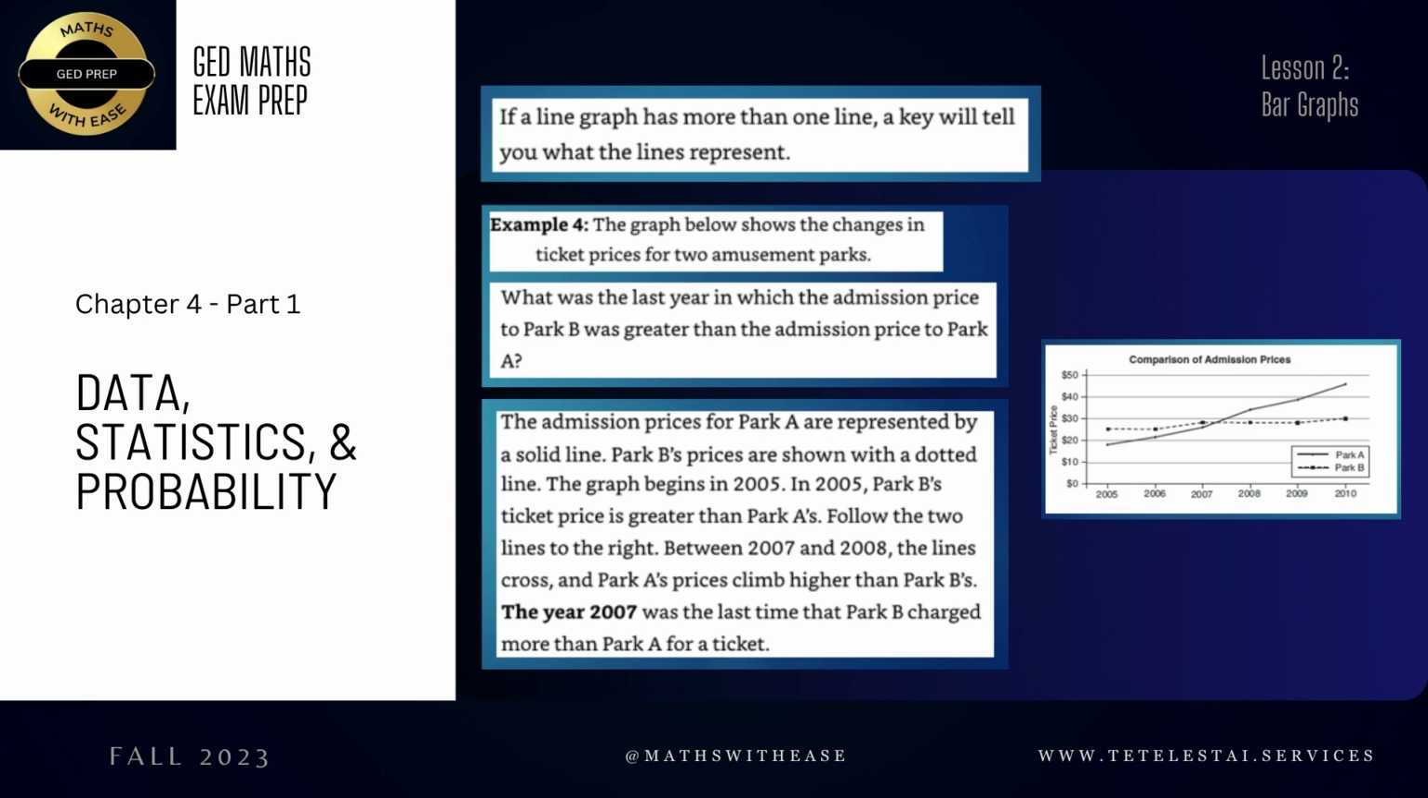And then we know that beyond that point, the behavior of the lines starts to change, and we see that all of a sudden, Park A starts charging more money, and Park B maybe heard that Park A is now charging more and they want to attract more customers, so they start charging less money. Okay. And so we can determine based on the behavior of the line graphs that the last time that Park B charged more than Park A was around 2007. Okay.